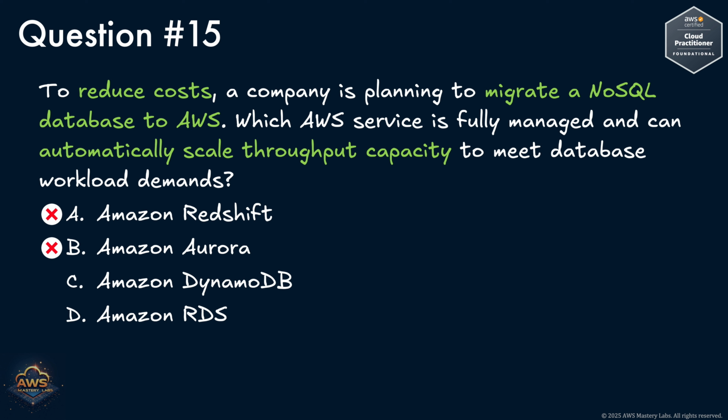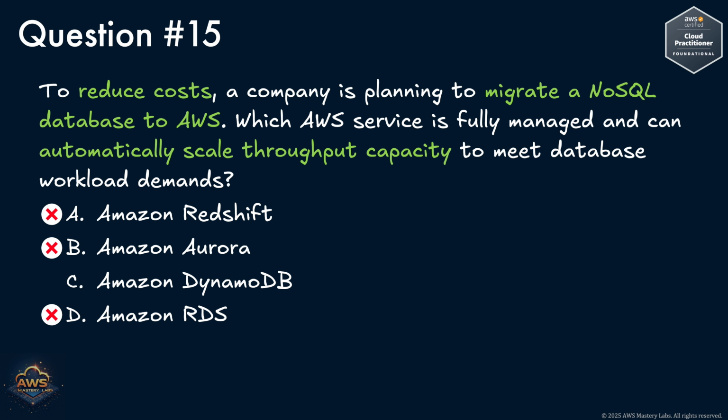Option B, Amazon Aurora. Aurora is a high-performance relational database compatible with MySQL and PostgreSQL. Though Aurora Serverless offers compute auto-scaling, it still uses a structured relational model and doesn't align with NoSQL architectures. Its compute scaling is not equivalent to the granular throughput auto-scaling the question targets. Incorrect, because Aurora is a managed relational solution with limited auto-scaling that does not fit a NoSQL use case.